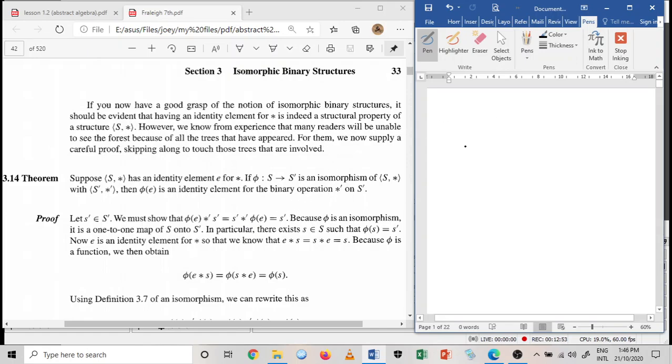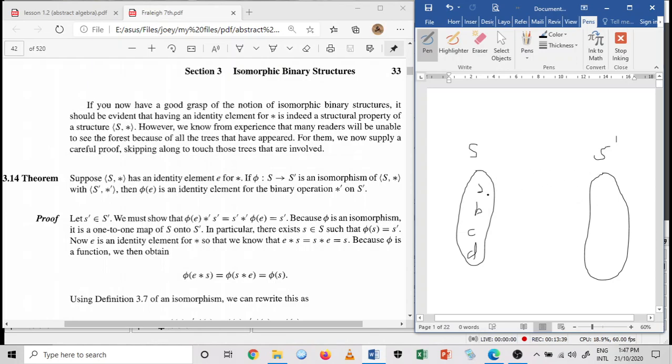So a set S, let's say this is S with elements, say A, B, C, and D, and another set S prime can only be isomorphic, meaning they will just be basically the same, if they have the same number of elements.